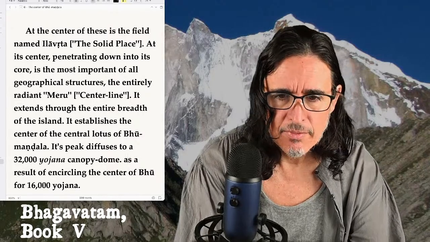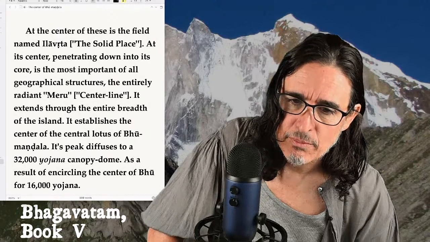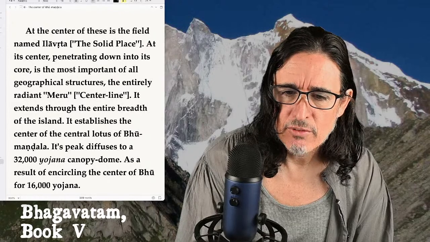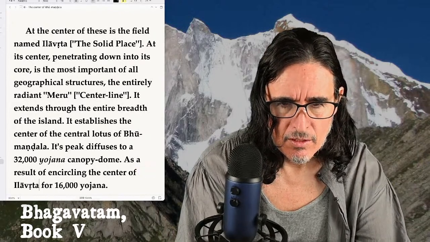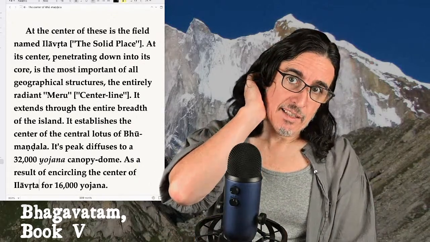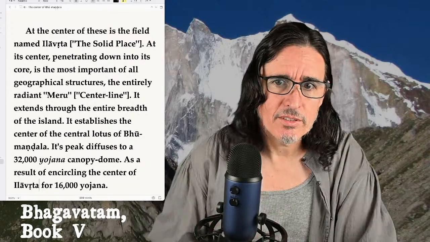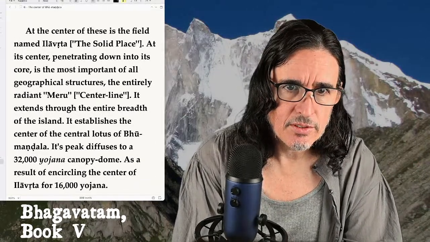That seems a little bit messed up. As a result of encircling the center of Ilavrita for 16,000 yojanas. All right, so there's a lot to unpack in this. Let's unpack it. Really want to understand what this is. So let's return to our summary of points.